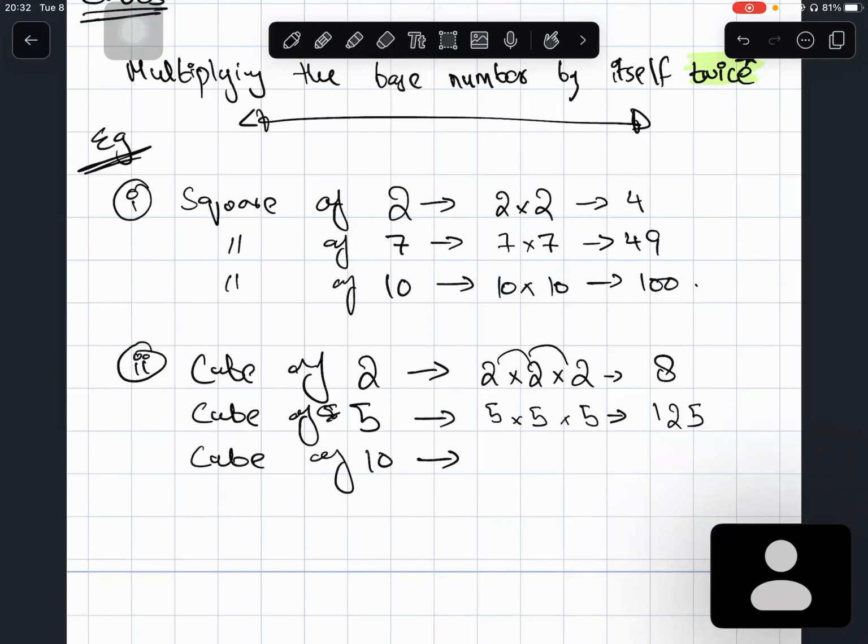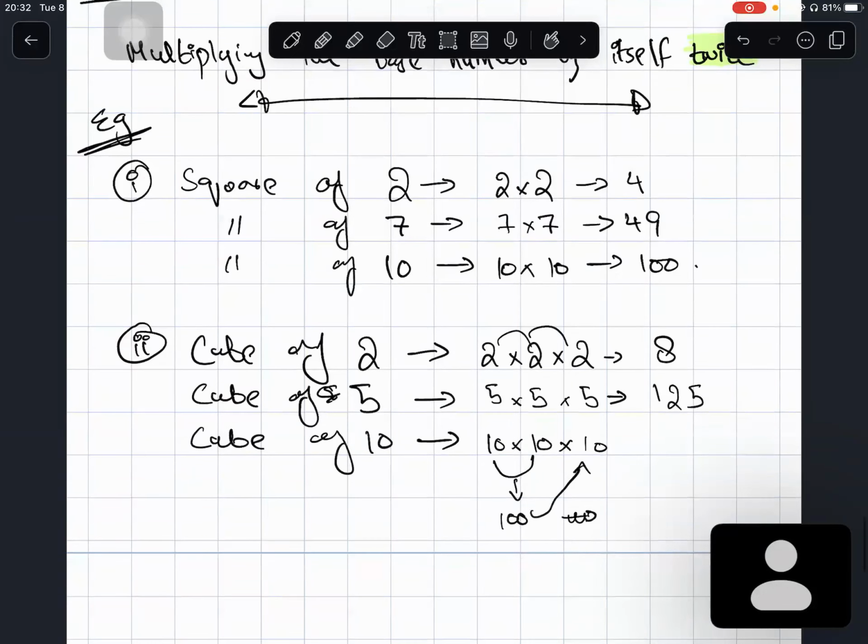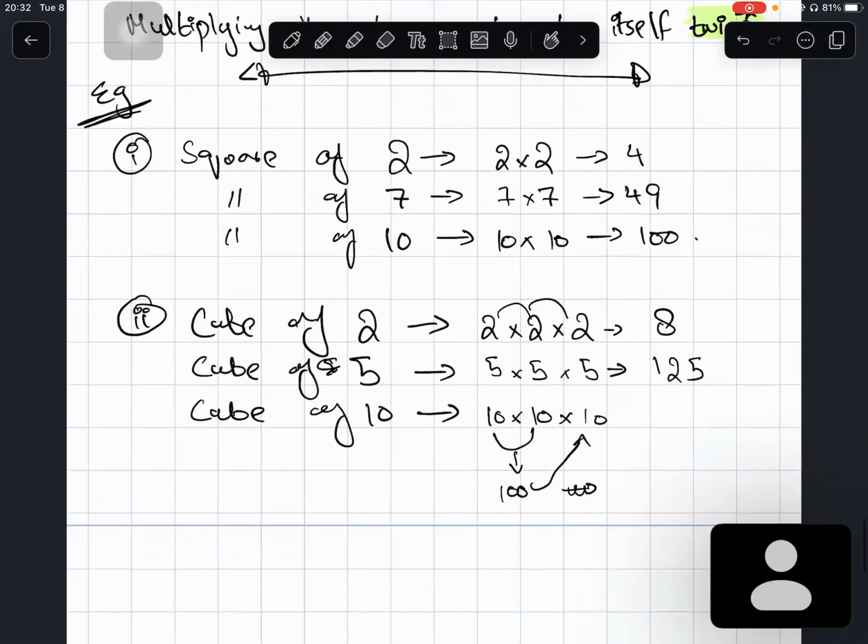First of all, I need to write 10 times 10 times 10. Exactly. So 10 times 10 is 100, and 100 times 10 is? You just add a 0 at the end, right? Yes. So that's 1000. So that's pretty much it about squares and about cubes.